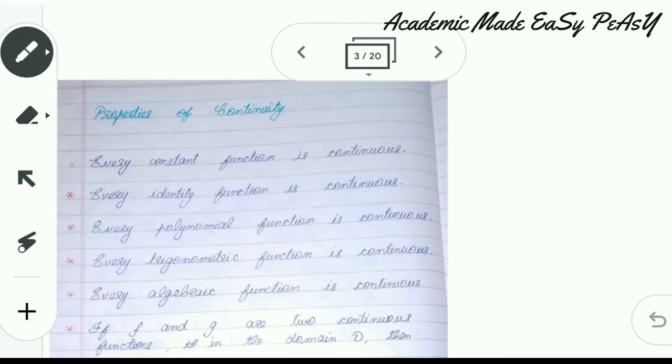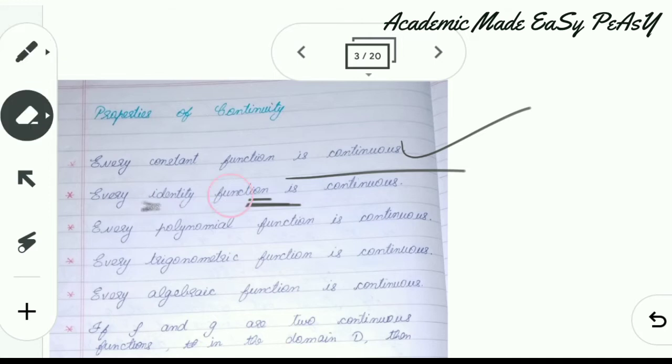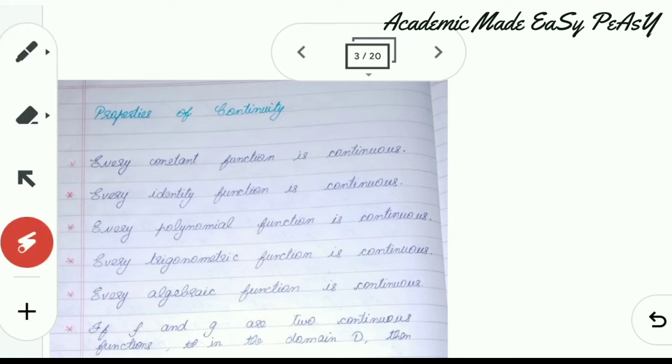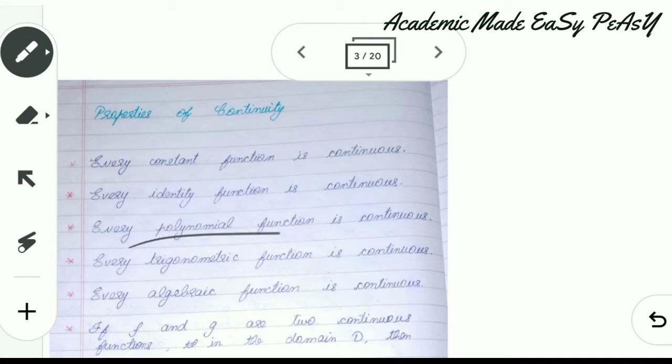Every constant function is continuous, that is any number will be continuous. So I think this will be clear. Every identity function is continuous. So every identity function, which we learnt in chapter 1, no, everything is continuous. Next, every polynomial function is continuous. So we know what is a polynomial function, no? So every polynomial function is continuous, that is quadratic, cubic, whatever it is.